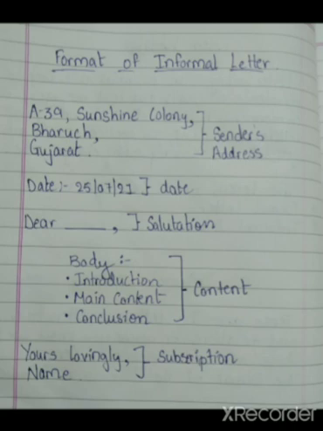Okay, so A39 Sunshine Colony, comma, Bharuch, comma, Gujarat. Now, whose address is this? Sender's address. It means the one who is going to write the letter. Okay, after you finish writing the address in 3 lines, leave one line. Compulsorily you have to leave one line, and then you have to write the date. Date means the day on which you are writing the letter.